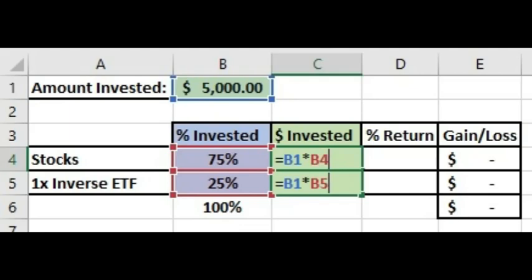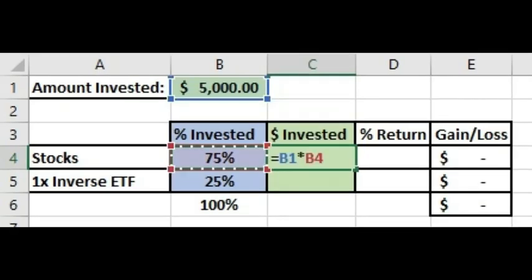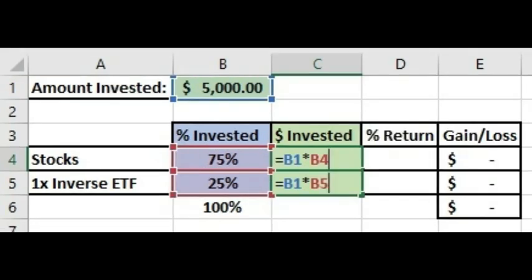If you're very new to using formulas, what you have to do is click on the first box underneath dollars invested. It'll be blank the first time you click in it. Type the equal sign, then click on the $5,000 box, put the times symbol, and then click on the percentage box to the left. Press enter and it will calculate. Do the same for the box beneath it until your formulas look like this.